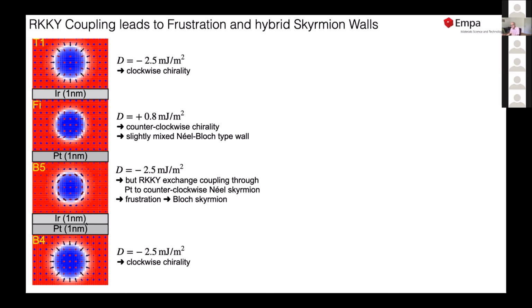It doesn't know, does it want to take the clockwise chirality of the skyrmion according to the negative D, or because it's coupled to this one, which has a counterclockwise chirality, it decides to go into a state that can be described as a Bloch skyrmion with the magnetization running around inside the domain wall.